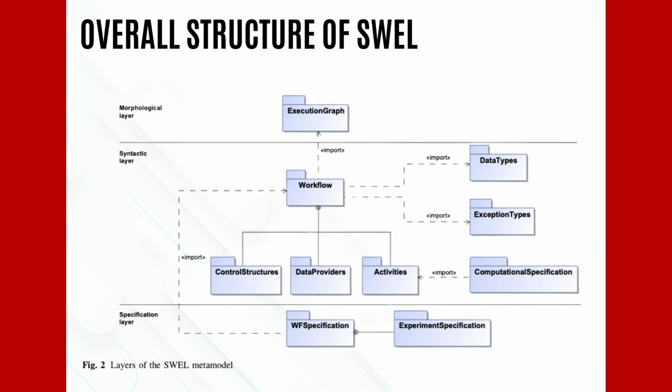SWEL is formally defined in the form of a metamodel consisting of a number of packages that contain metaclasses, attributes, and their relationships. Metaclasses define the key language elements. For a detailed exposition, the complete language specification is accessible as a technical report.